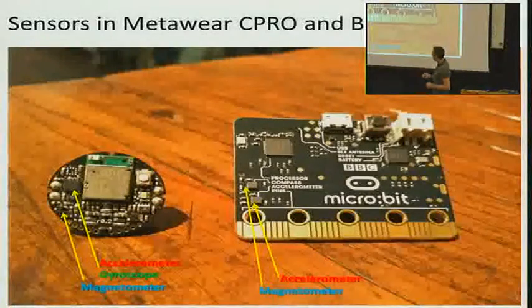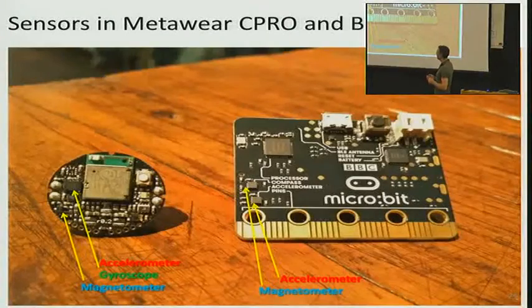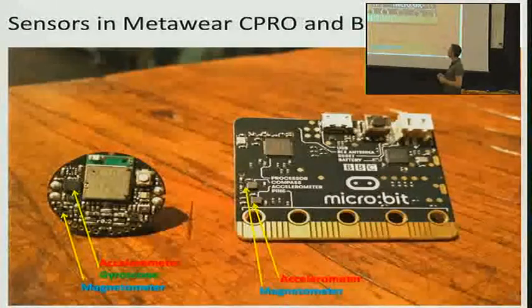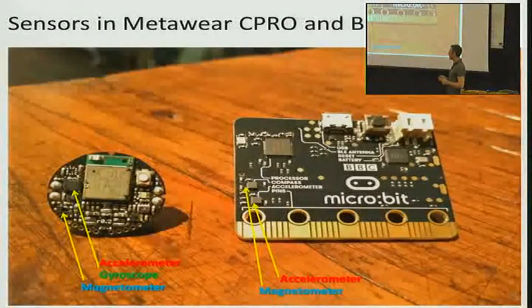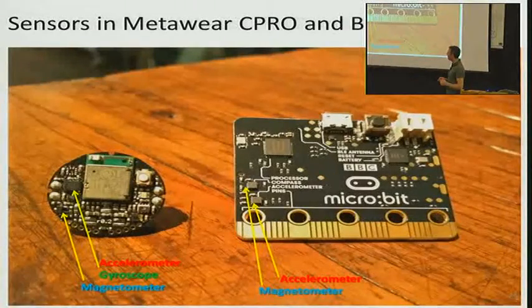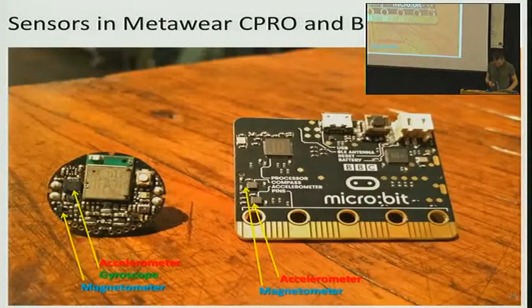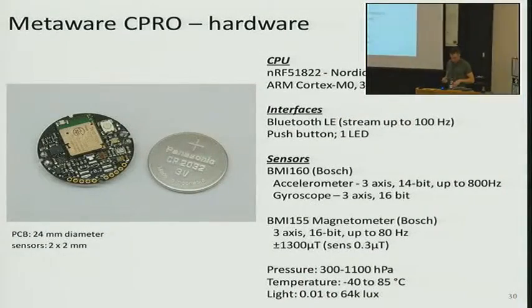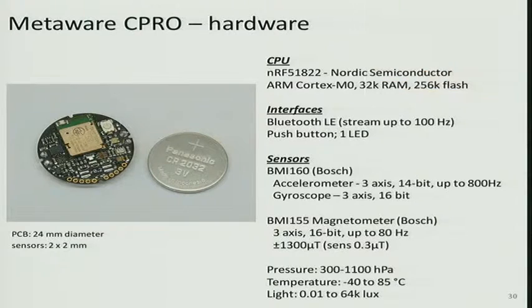Here's another wearable, one from an American company called Ambient Labs, and it's a MetaWear CPRO. And this includes a gyroscope as well, and the gyroscope and the accelerometer are in two tiny chips. So I won't go through the specs for that.